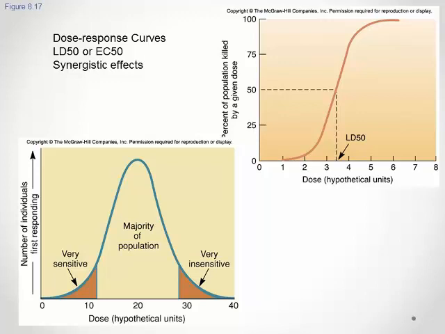As you can see in the graph in the upper right, dose is plotted on the x-axis and response, in terms of percent of population killed by the dose given, is on the y-axis. A higher LD50 indicates low toxicity. Take a minute and look at the graph to process that and make sure you follow why this is the case. If you have questions about this, please email and ask.